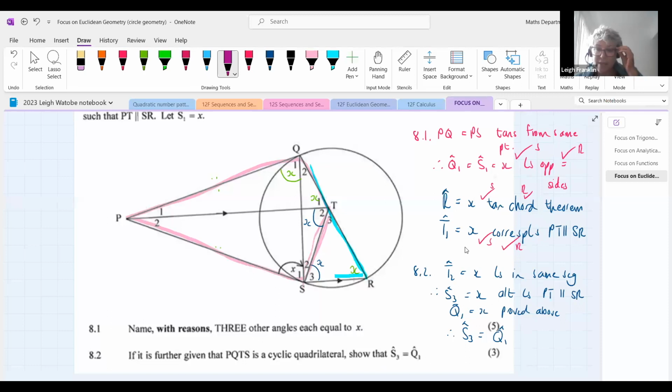It's showing that S3 is also equal to X. So probably statement, reason, statement, reason.